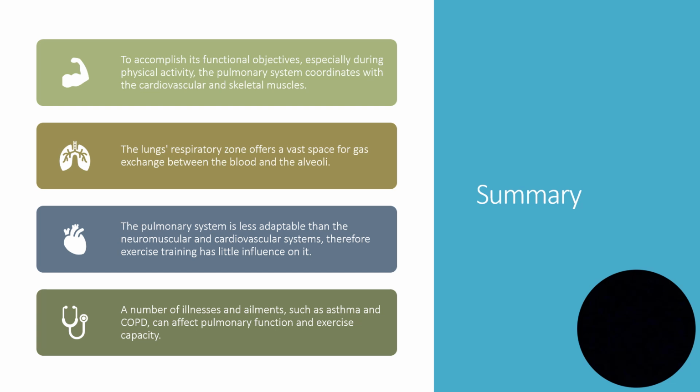Here's a quick summary of this presentation. To accomplish its functional objectives, especially during physical activity, the pulmonary system coordinates with the cardiovascular and muscular system. The lungs' respiratory zone offers a vast space for gas exchange between blood and the alveoli. The pulmonary system is less adaptable than the neuromuscular and cardiovascular system. Therefore, exercise training has little influence on it. The number of illnesses and ailments such as asthma and COPD can affect pulmonary function and exercise capacity.